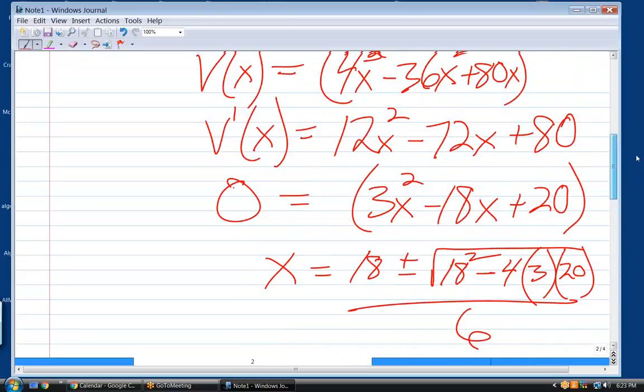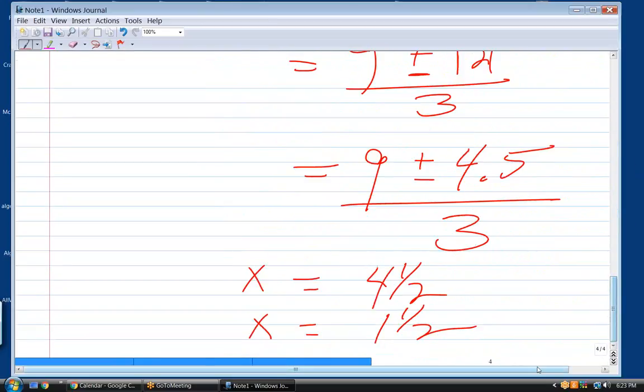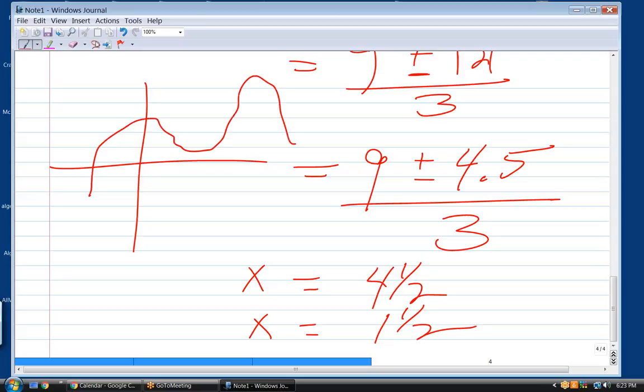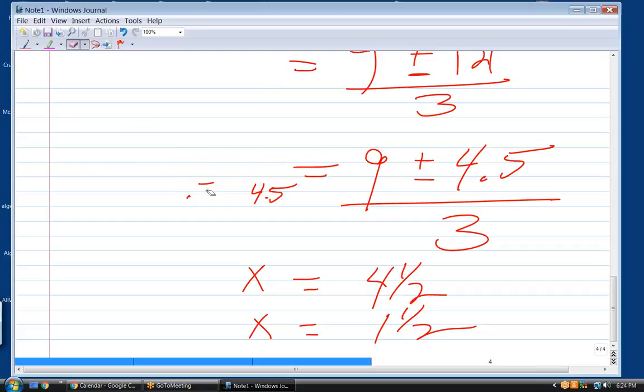Okay? Which means I probably drew my function slightly wrong. My function looks like it probably needed to be something like that, where my minimum comes at x equal 1.5 and my maximum comes at x equal 4.5. What's the problem? Which of these answers is not possible?